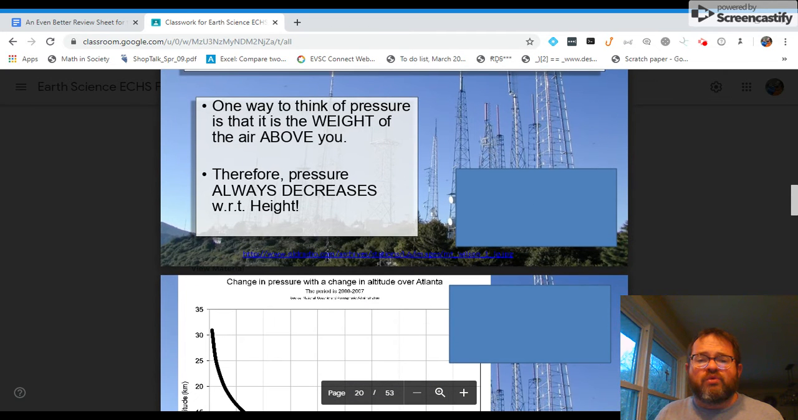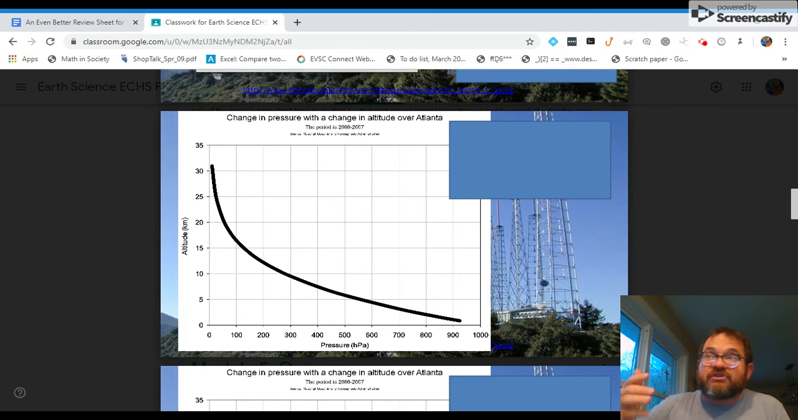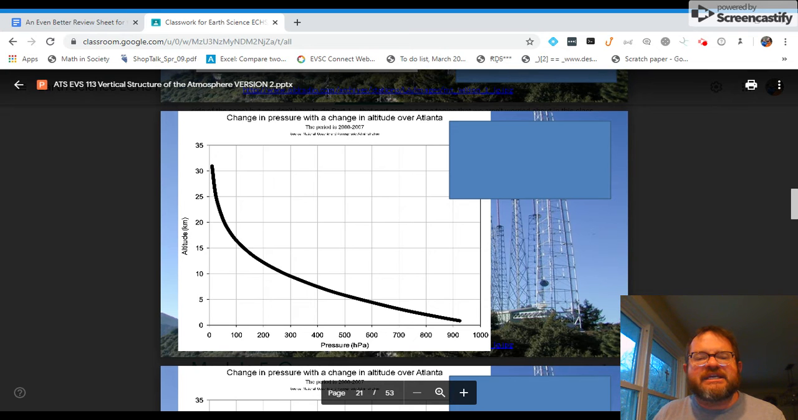One easy one to talk about was pressure. Because pressure, much like we've talked about many other times this semester, is about the weight of the air above you, or the weight of anything above you. As you get higher and higher up in the atmosphere, there's less air above you than there was before. So pressure can only decrease with respect to height.